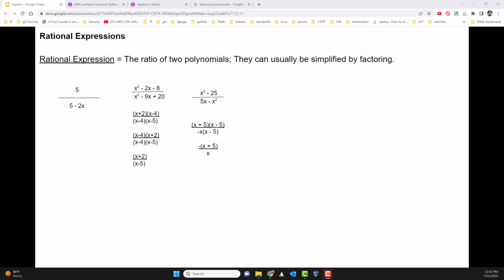But we've rewritten it below using the associative property. And so the x minus 4 in the numerator is directly over the x minus 4 in the denominator. So you can cancel these out, and what we're left with is x plus 2 over x minus 5.